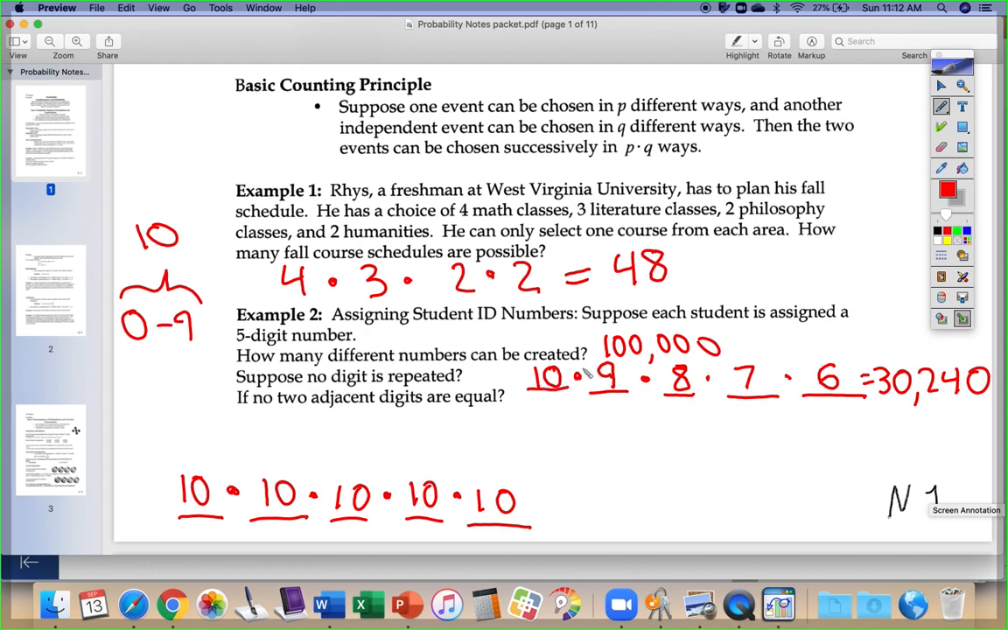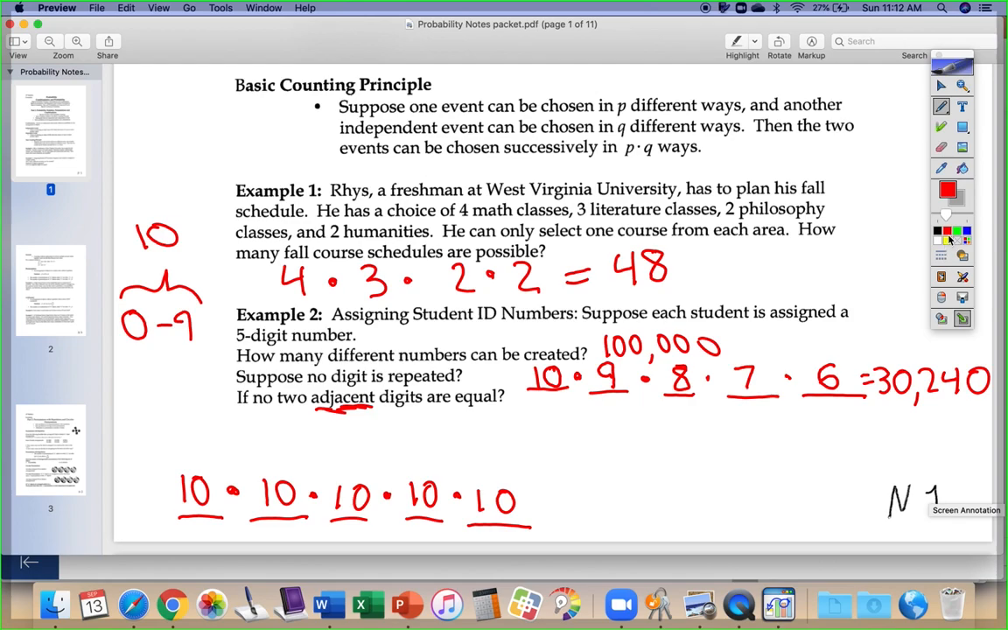Again, why are these two different? In the second one, I can't reuse a number. So I had 10 possibilities. Now I only have 9 left. All right, let's look at our last one. If no two adjacent, adjacent means next to. Numbers next to each other can't be the same.